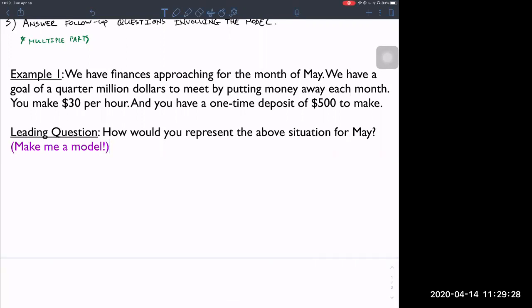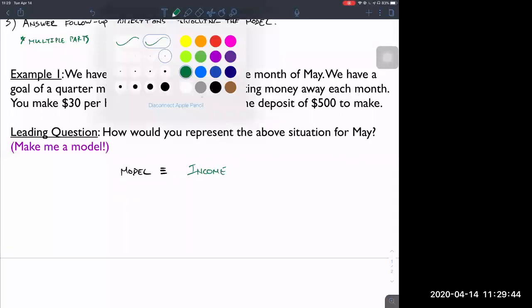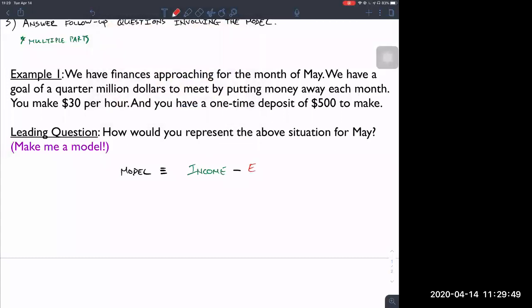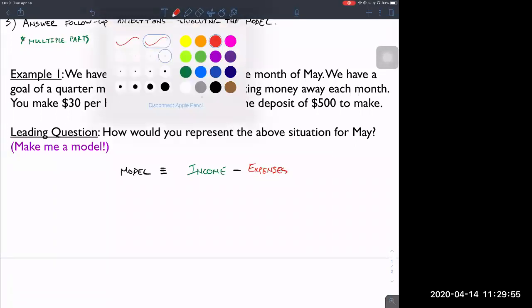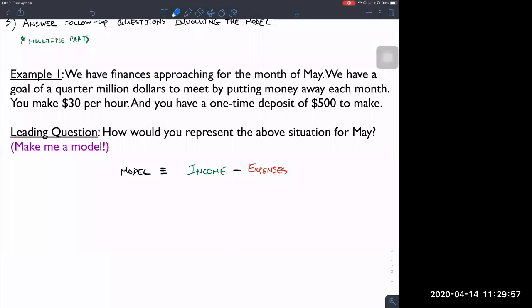Okay. Now, as you know already, our model is going to be the same exact thing as things that make you money, less or minus things that cost you money. Normally, when you see something like this, you just want to break it down piece by piece.